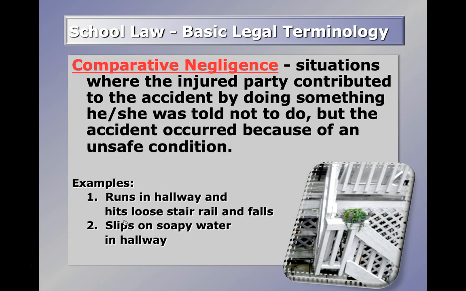The school was at fault because they had a loose rail, but the kid was running and probably would not have gone over the loose rail unless he had been running rather than walking. So the courts will decide, by breaking up the suit, who gets what based on the comparative fault.